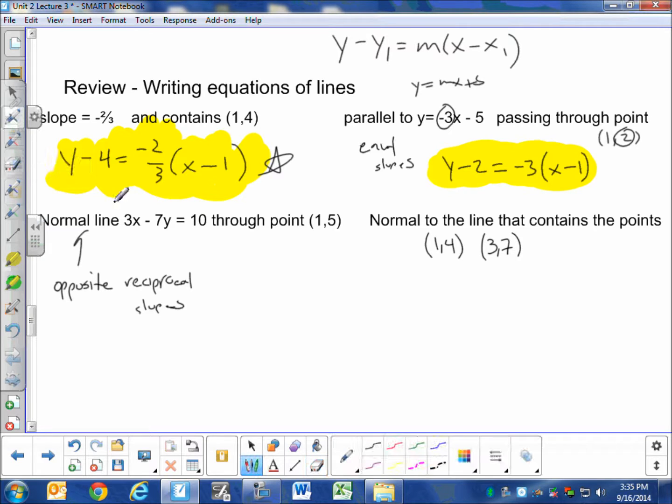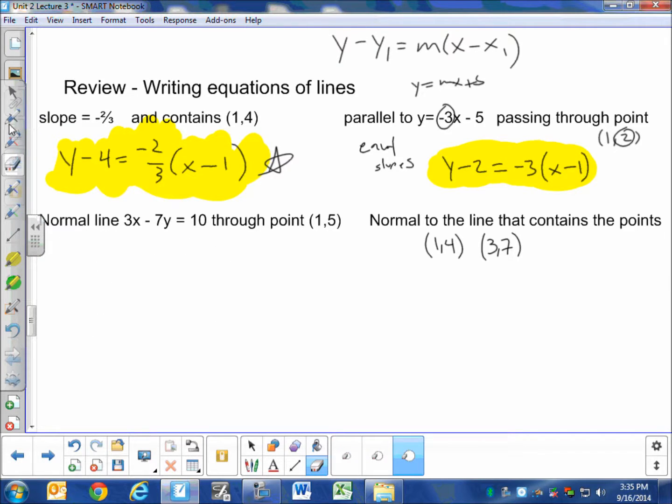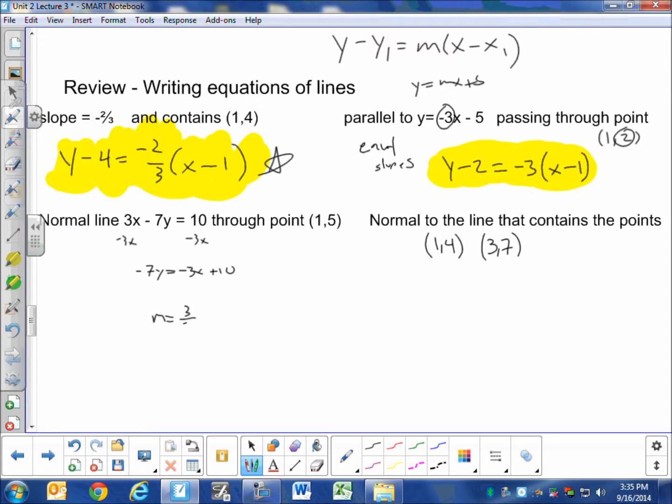Now let's think about this one. I want a normal line to this through this point. A normal line is a perpendicular line. So I want something perpendicular to this equation. If I wanted to find the slope of this equation, I'd solve for y. So subtract 3x, divide by -7. And I would know that my slope, after I divide by -7, would be 3/7. So I'm going to use the perpendicular slope to be -7/3 in my y minus y1 is equal to m times x minus x1. And this would be my correct equation.